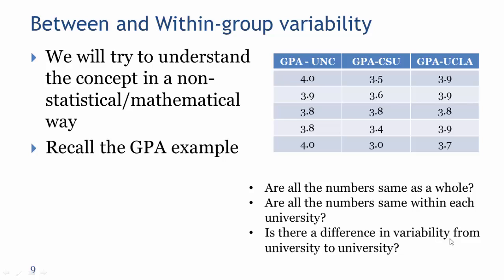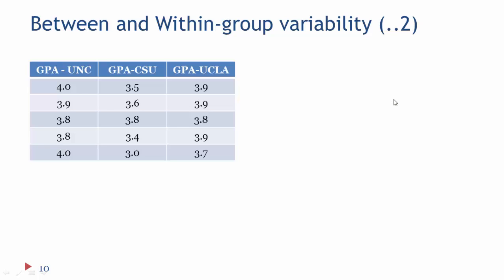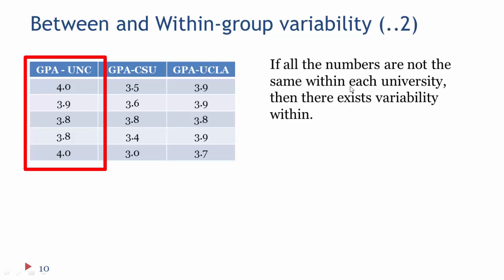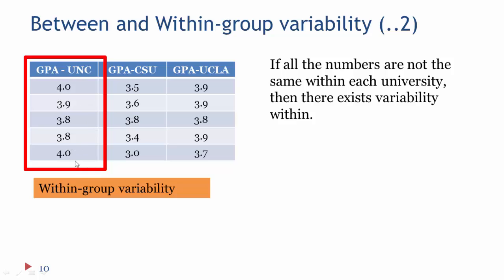Is there a difference in variability from university to university? Is there a variability that is different from UNC to CSU, from CSU to UCLA, from UNC to UCLA? And obviously, we can guess by looking at these numbers that yes, variability in UNC could be different, probably different from the variability of CSU and so on. Okay, so now if all the numbers are not the same within each university, then there exists variability within, right? That's called within group variability.